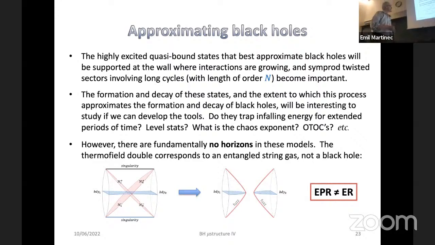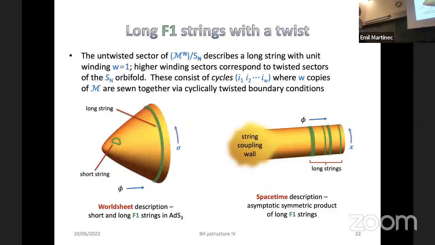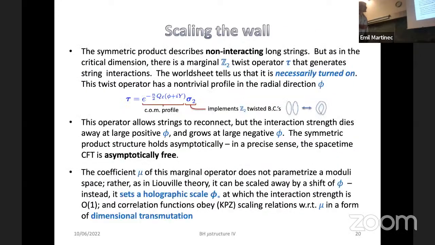So you could ask then about out of time order correlators, is there chaos, level statistics, and so on. It's all very interesting. I have no idea how to compute any of it because we need to understand how to compute in the symmetric product deformed by this non-trivial interaction that you can't turn off.